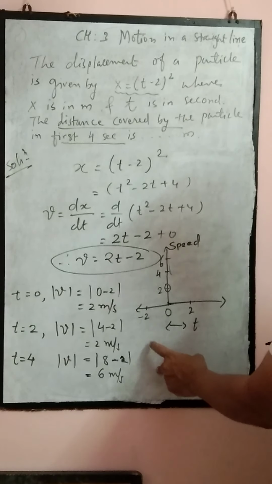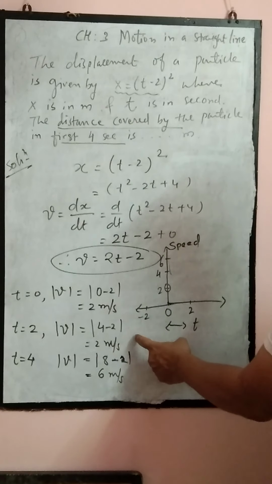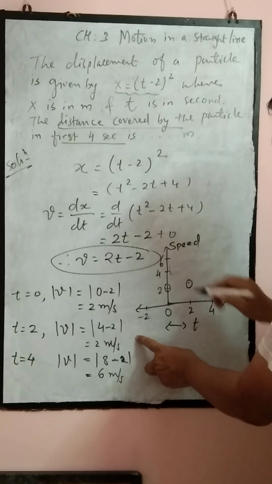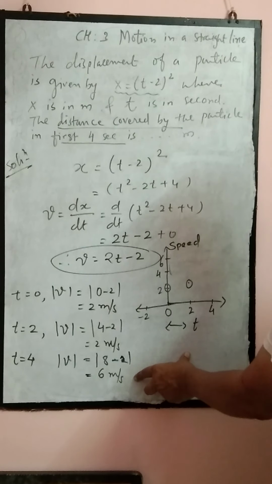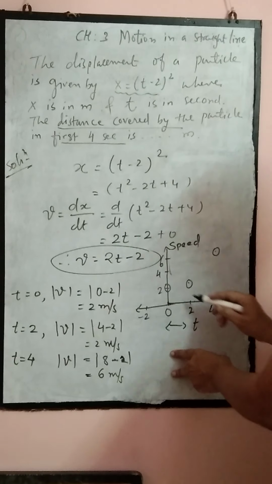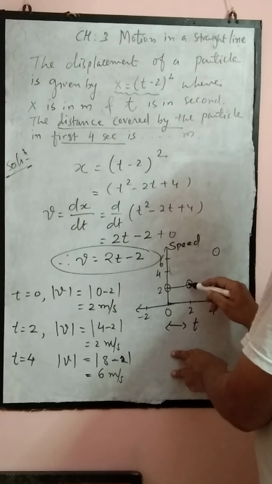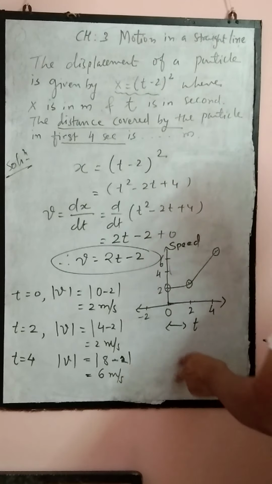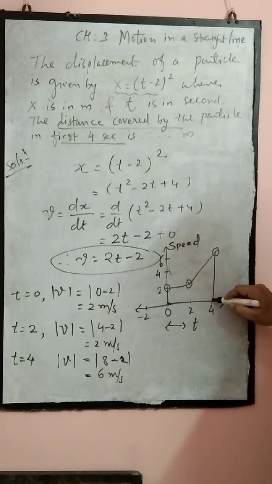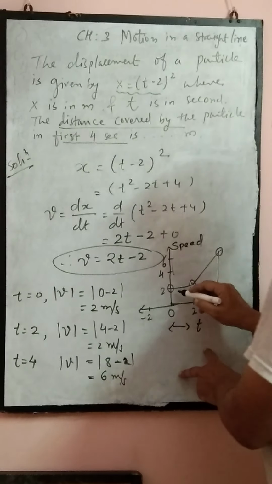Now when you substitute t equal to 2, at t equal to 2, what is the value? Okay, here we are getting this point, and at t equal to 4 second we are having this point. Okay, so when you join the graph, it will be like this. So how do we get the distance? Distance is nothing but the area of the shaded part.